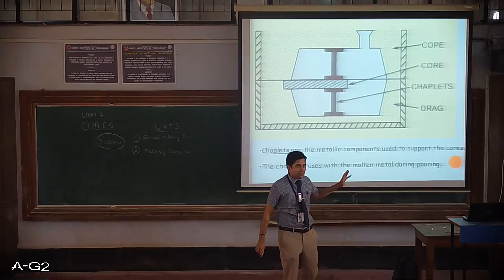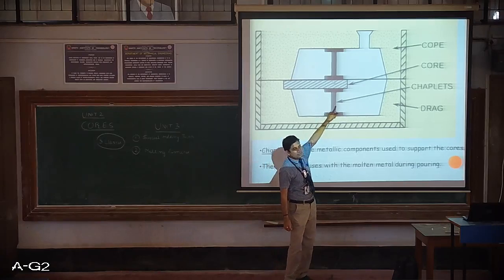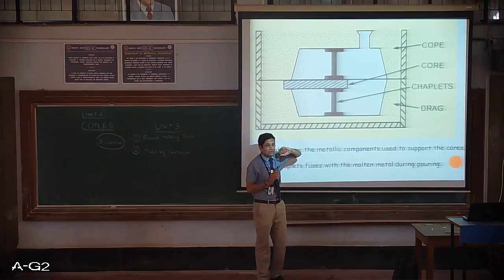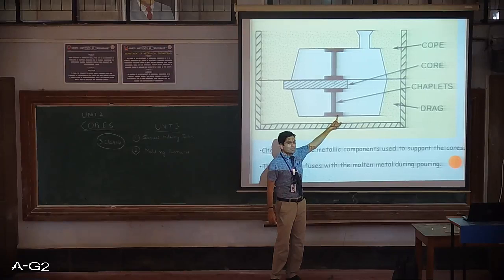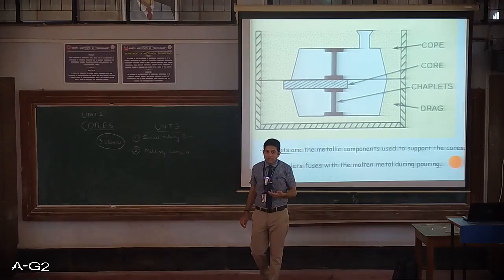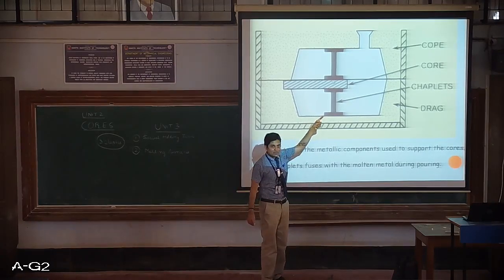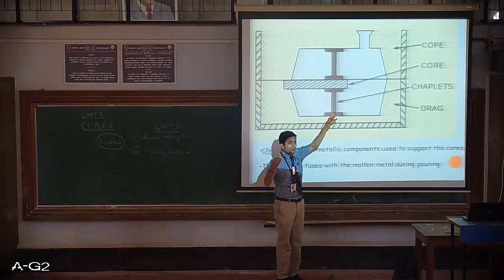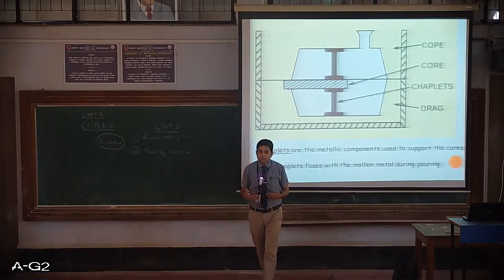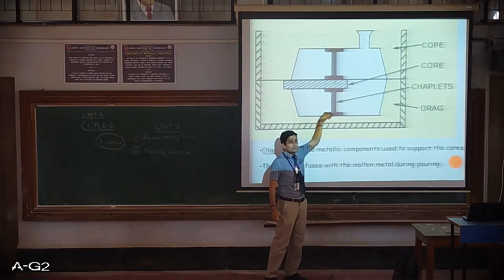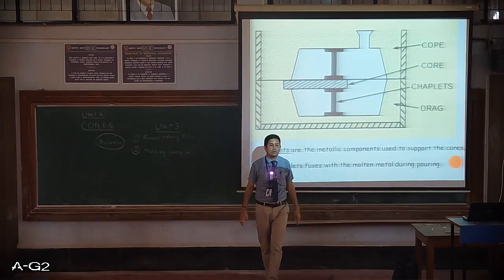In the mold cavity you make use of a component called a chaplet. The reason you use this chaplet is to support the core. The core has to be supported by something, and for that reason you use the chaplet. This chaplet is made of metal like mild steel or grey cast iron. The interesting part is that when you pour the metal, the heat of the molten metal will melt this chaplet, and it will fuse with the molten metal and become a part of it. So what you finally get is a hollow section in this direction, with the chaplets gone, having become a part of the molten metal you poured.